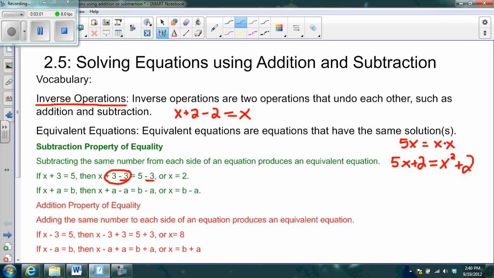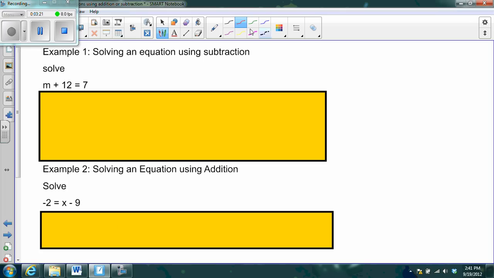So here we had x minus 3 equals 5. If we add 3 to both sides, these cancel out. So we're left with x equals 8 because 5 plus 3 equals 8. I'm going to give you some practice problems for this. So let's go through an example together.